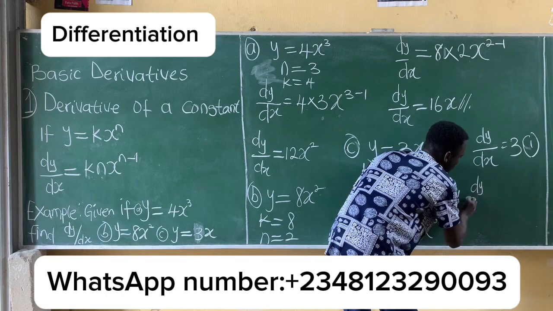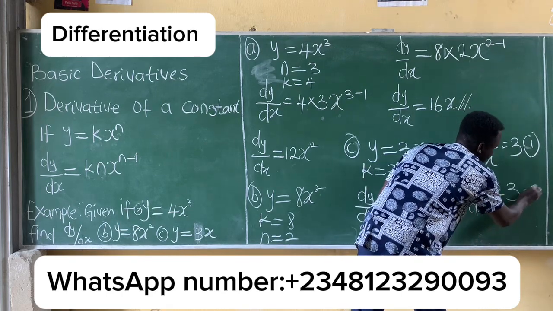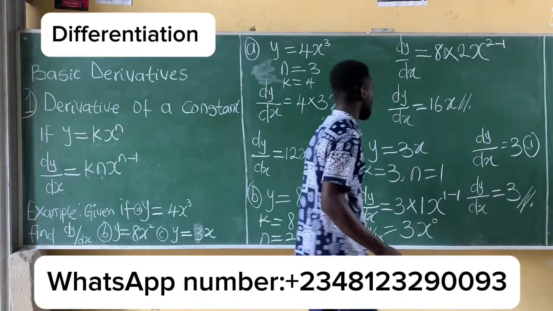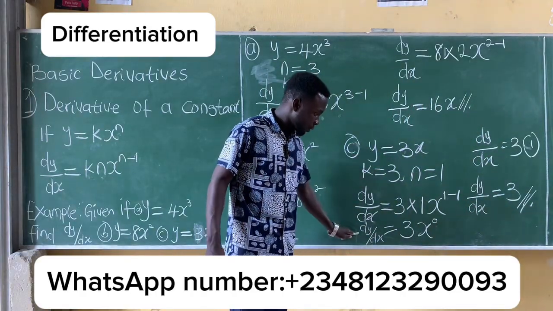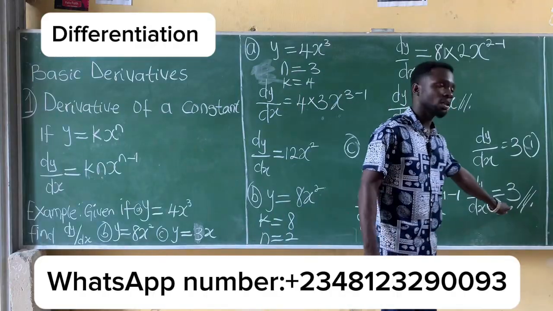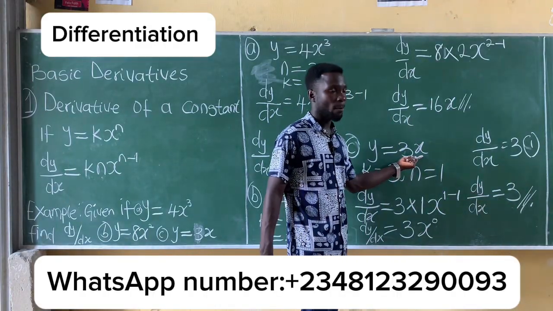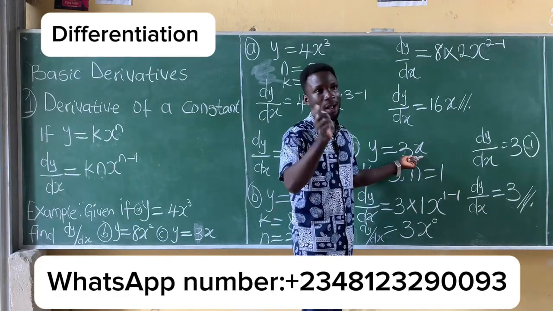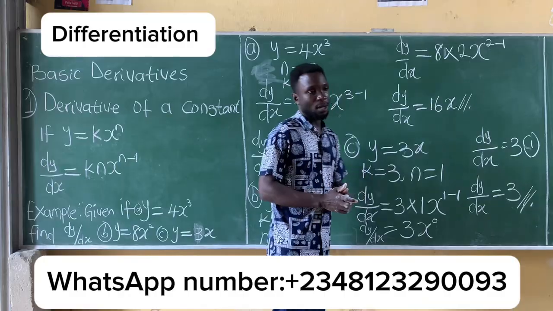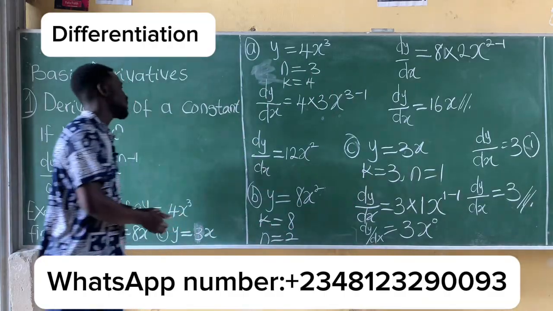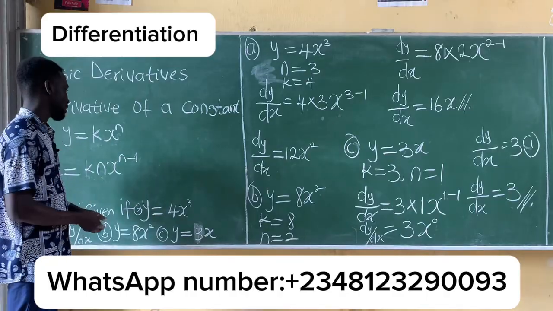So therefore, our dy/dx is equal to 3. So if you differentiate y equal to 3x, your dy/dx will be equal to 3. If you differentiate an independent variable that doesn't have a power, the answer becomes just a constant. That is how we find the derivative of the constant.